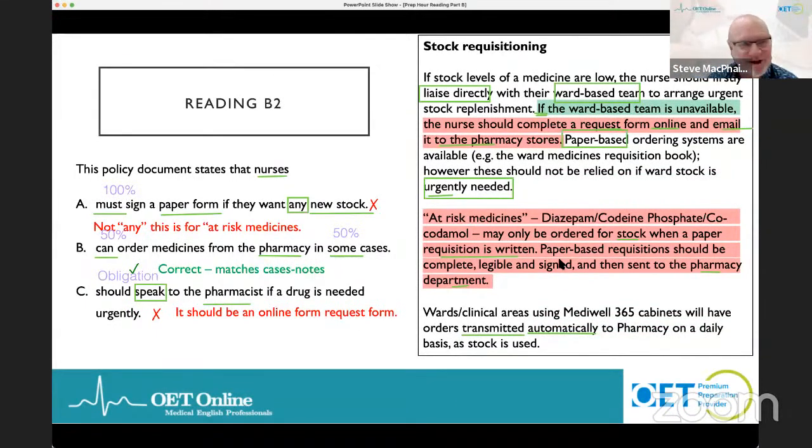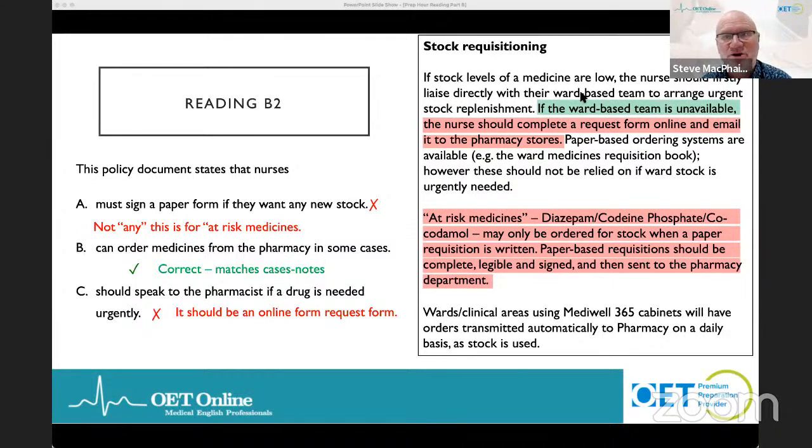Did you get it, everyone? Can order medicine from the pharmacy in some cases. All right, let's analyze that. In which cases can they do it? In which cases? Well, nurses can. In which case? If a ward-based team is unavailable. That matches. They can order directly if the ward-based team is unavailable.